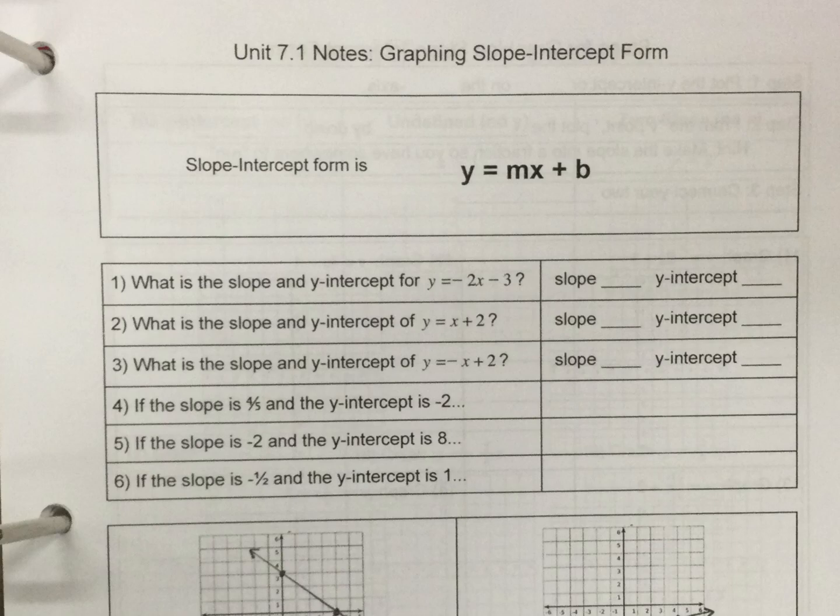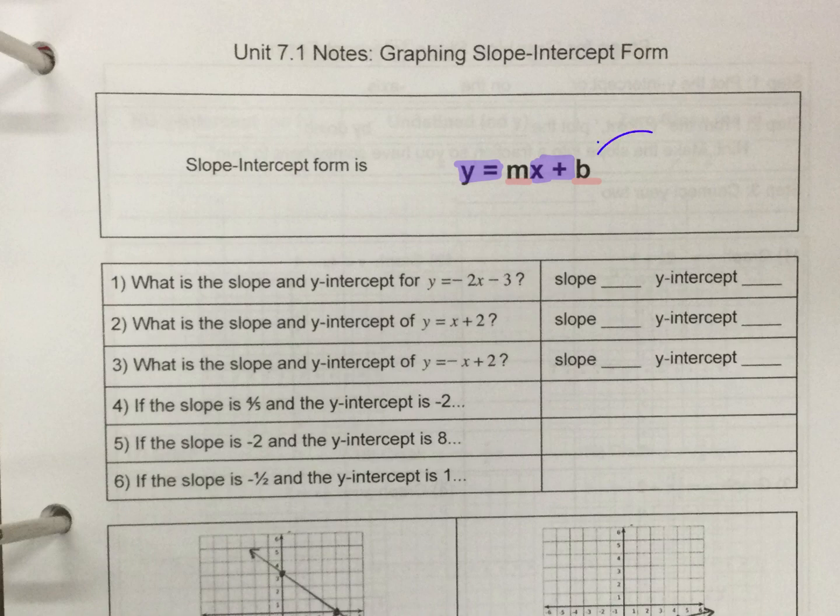We are going to talk about slope-intercept form. The formula is y equals mx plus b. When we have that, the y equals and the x will always just be in that equation, and the two things that are going to change are your m and your b. So let's talk about what each of those are.